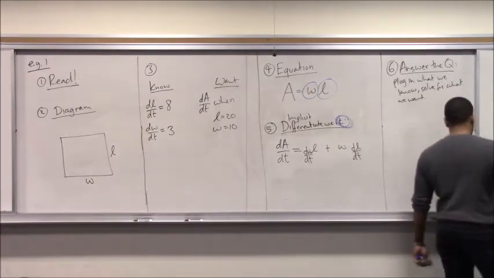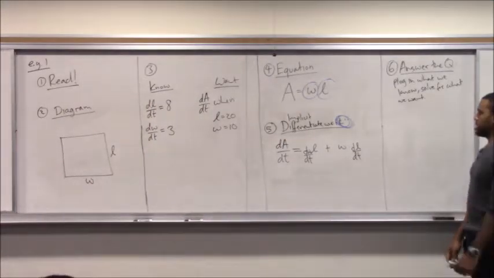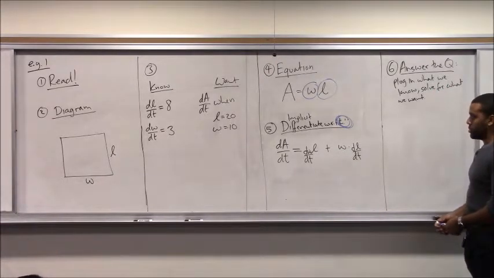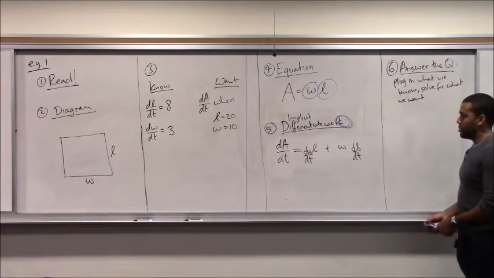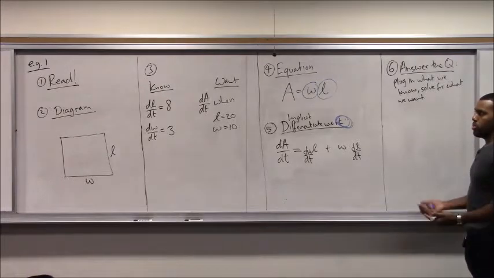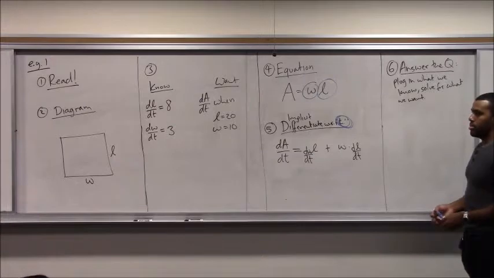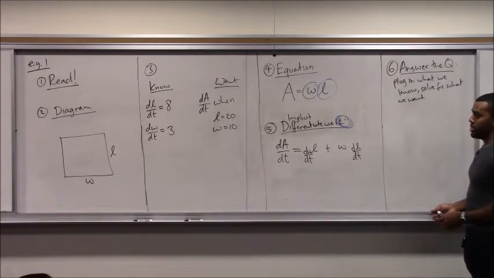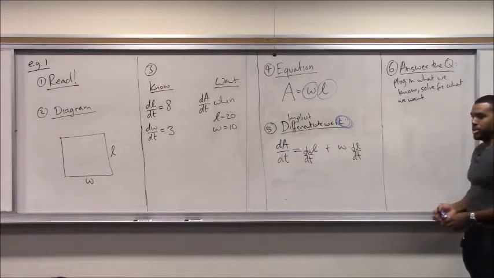Now we move on to step 6. Step 6 says plug in what we know, solve for what we want. What do we want? When L equals 20 and W equals 10. No, that's what we have. You want the area one. Oh, I want the rate of change of area when L equals 20 and W equals 10.